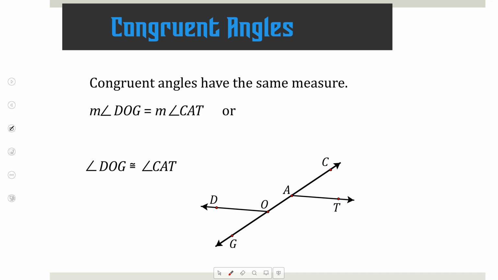Two ways to deal with congruency. Just like we dealt with congruency with segments, the same is true with angles. You can either talk about the measures of the angles being the same, 45 degrees is equal to 45 degrees, or you can talk about the angles being congruent.